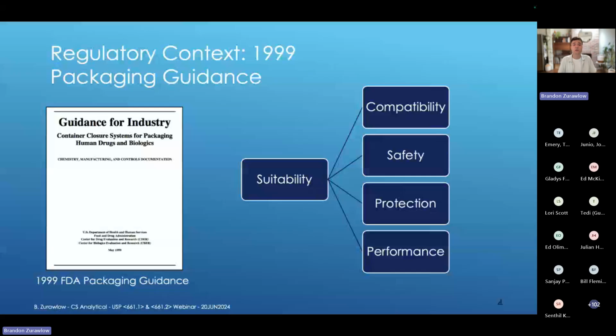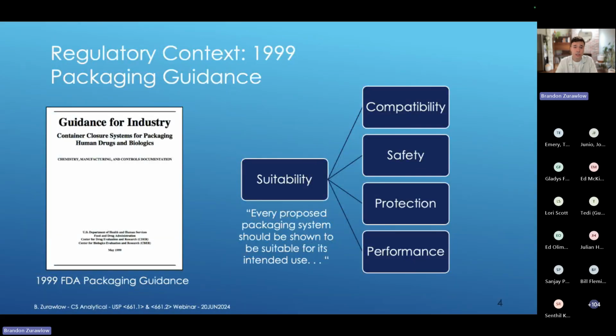This document introduces the concept of suitability, that every package system should be shown to be suitable for its intended use. And suitability has quite a few different elements to it. The package system should be compatible with the drug product it's containing. It should be suitable from a safety perspective and not introduce any risk to the product or the patient. It should be suitable to protect that product that it is containing. And if there are any performance attributes, let's think of a prefilled syringe that needs to be dispensed, that package system also has to be able to perform that function that is expected of it.